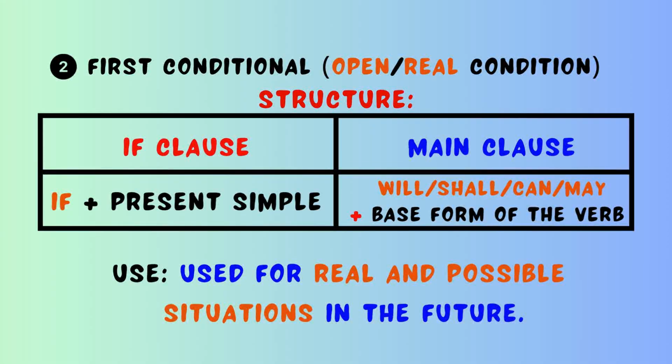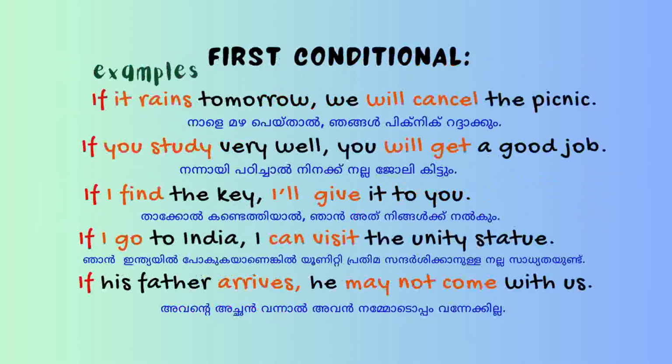Let's move on to first conditional, open or real condition. Structure: if clause, if along with the simple present. Main clause, will, shall, can, may, along with the base form of the verb. First conditional is used for real and possible situations in the future. Let's move on to some more examples.